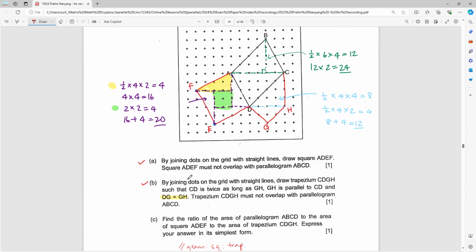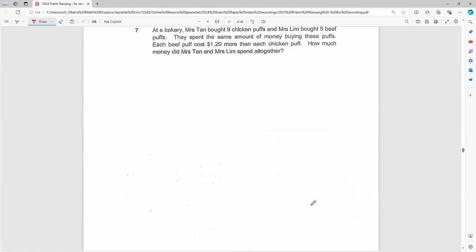All right, next question. Question 7. At a bakery, Mrs. Tan bought 9 chicken puffs and Mrs. Lim bought 5 beef puffs. They spent the same amount of money buying these puffs. Each beef puff costs $1.20 more than each chicken puff. How much money did Mrs. Tan and Mrs. Lim spend altogether?